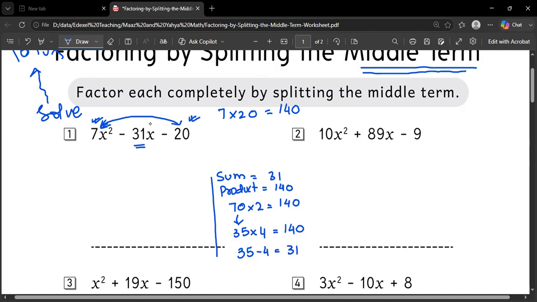Okay, now we have to replace this term. We have to replace the middle term with the two numbers, right? Okay.